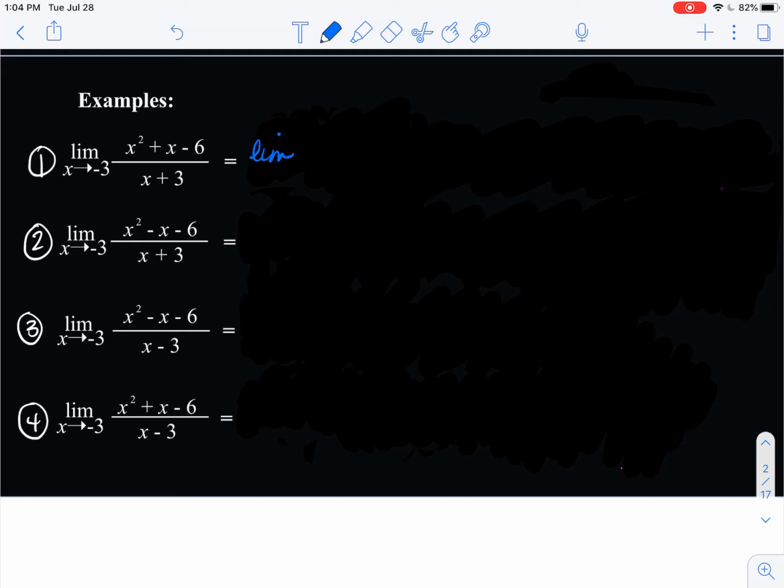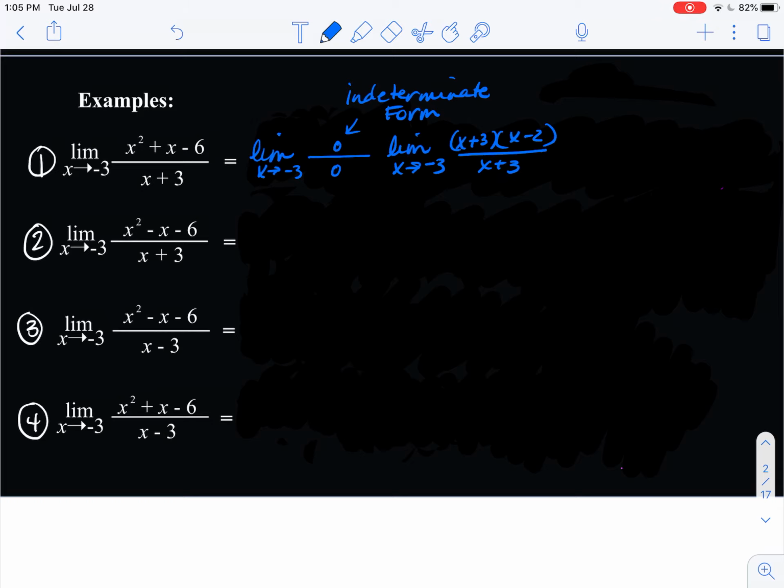Number 1, as x approaches -3, let me change my ink, there we go. The limit as x approaches -3, we can see in the denominator that's going to give you 0. In the numerator, if I sub in a -3, that's going to give me 9 minus 3 minus 6, which is 0. And this is what we call our indeterminate form, which has no numeric value. So we've got to factor and see if we can cancel a common factor.